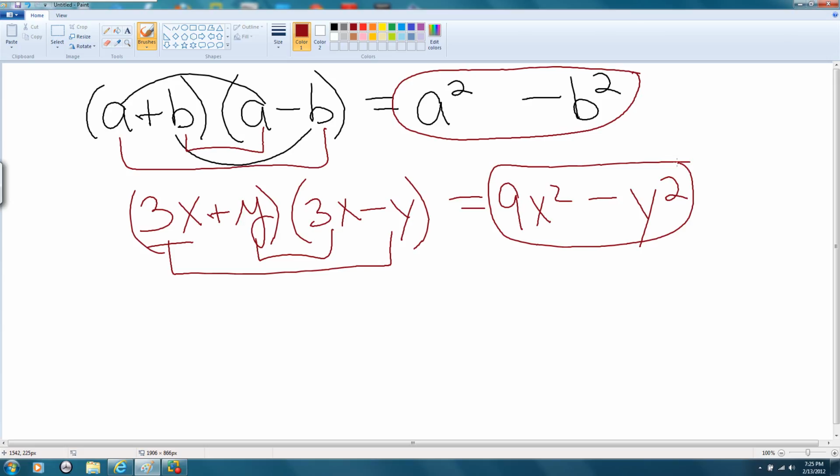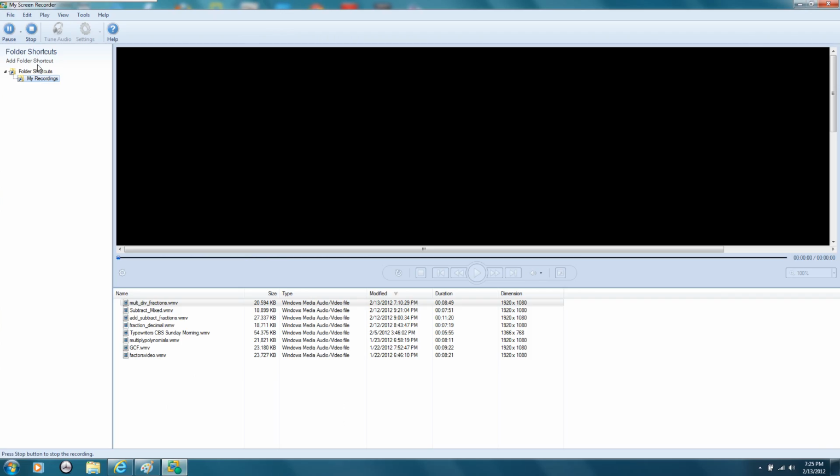So again, what we want to recognize in the future is this is the difference of two squares. And when we have this, we can go back and factor it to this. That's going to be important in another section or two. And with that, that will end this lesson.